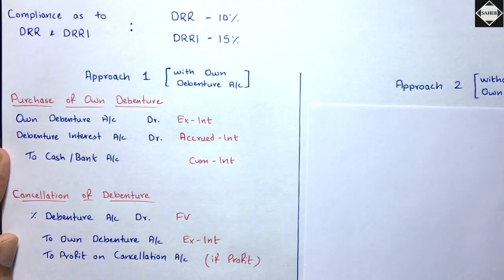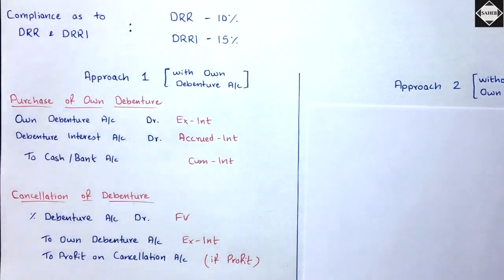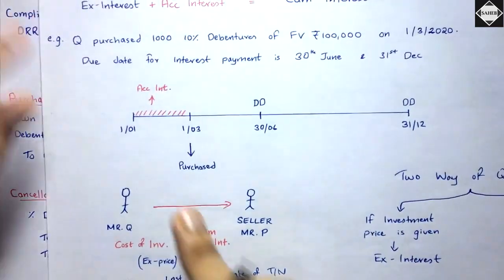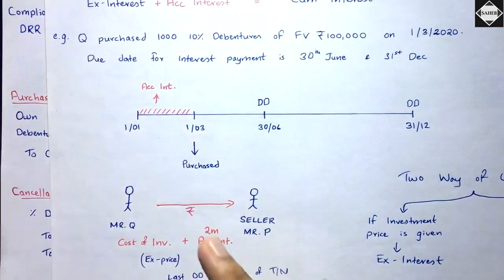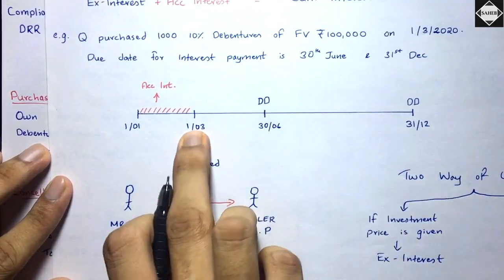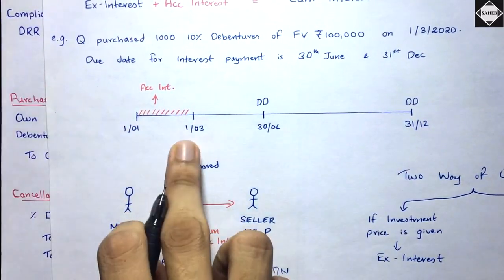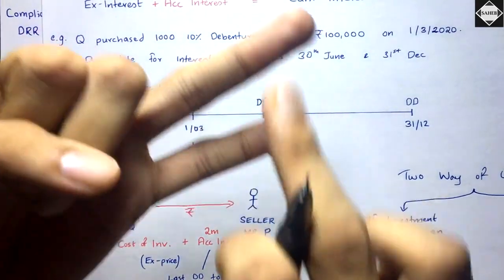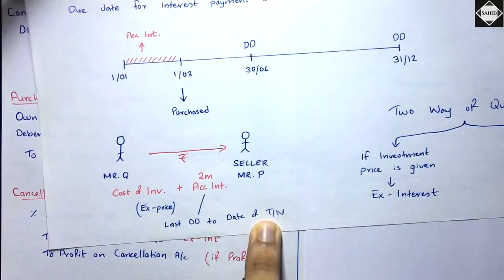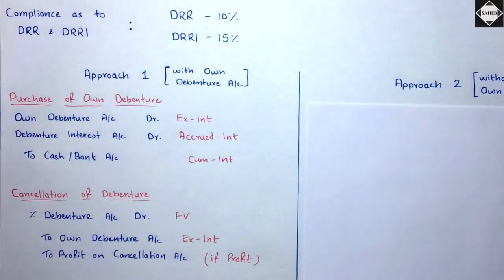And the shortcut for that calculation is what? Last due date till the date of transaction. That's how you're going to calculate, isn't it? See here, January, February, isn't it? The last due date was 31st December. So from 31st December till March, how many months have passed? It's 1st March, so you will not include March. January and February, 2 months. Last due date to date of transaction. That's the shortcut you're going to use for the periods. Is that clear?